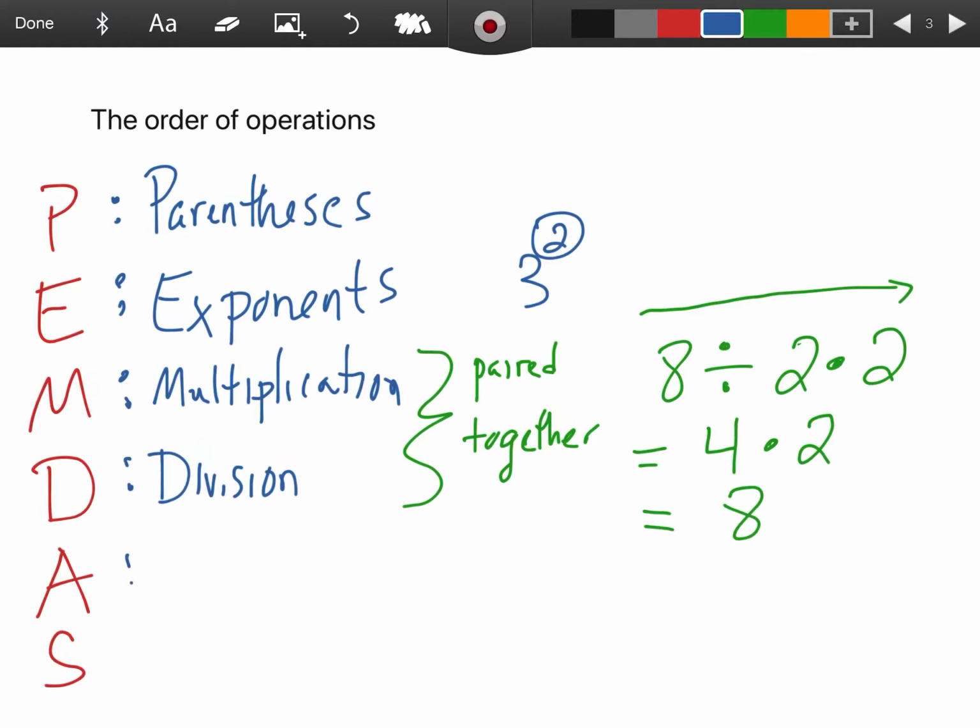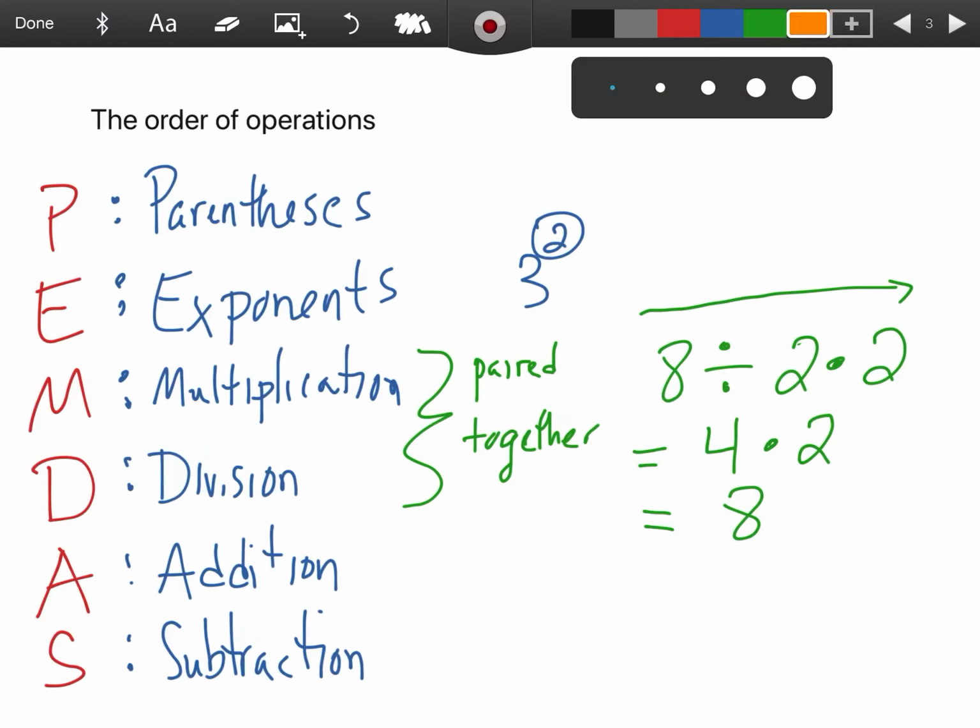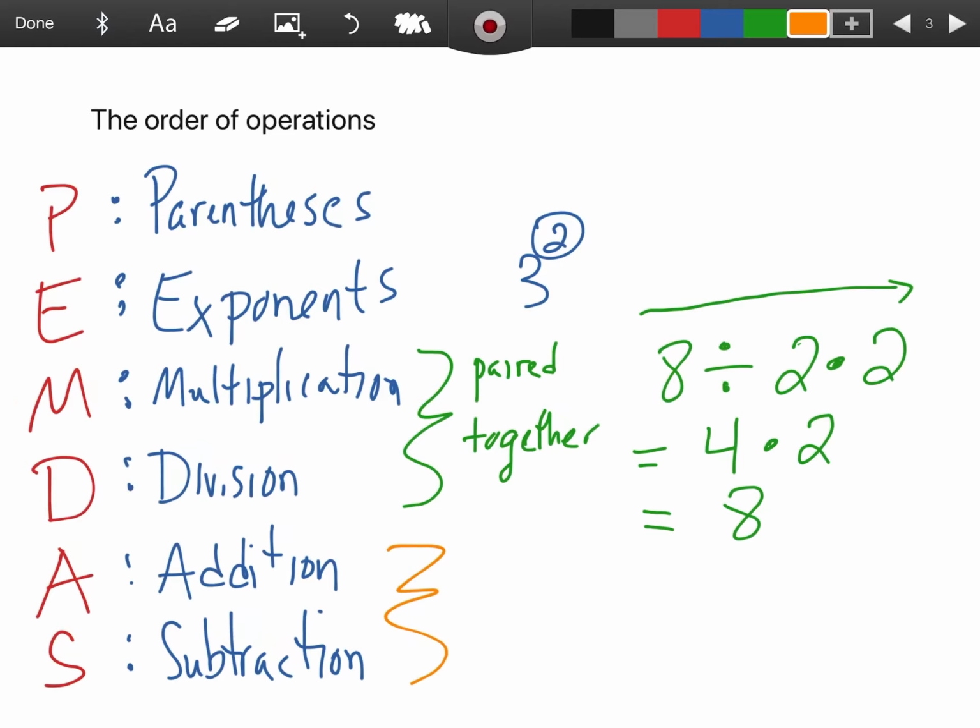And also, when we have addition and subtraction, these are also paired together. So the A is addition, and the S is subtraction. These are also paired together. Okay, so let's show an example with this as well. So these two also paired together.